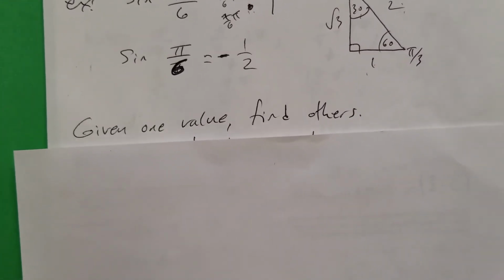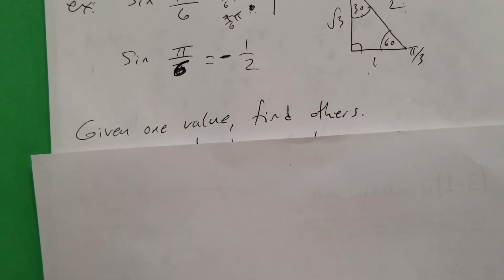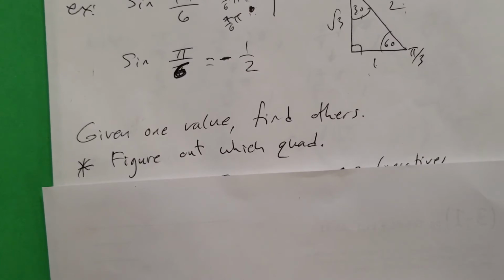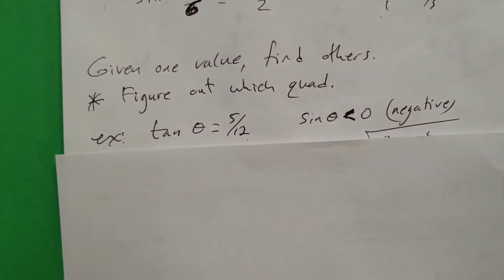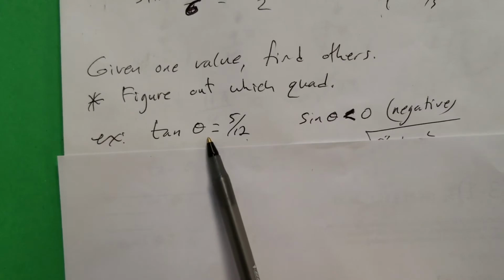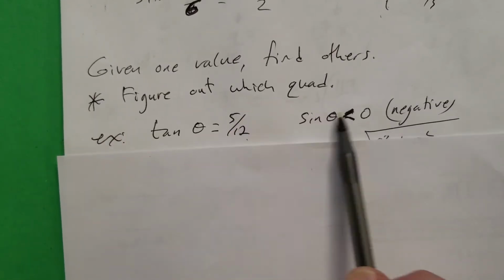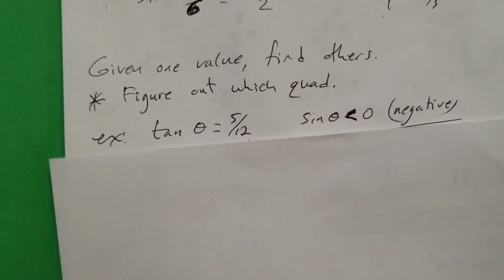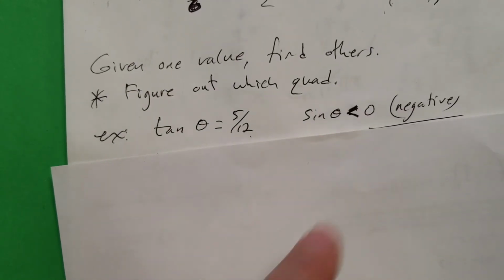Then, working with the same thing, we can give you just one value and you can find the others. Right? Figure out which quadrant it is first. That's the most important part. Figure out which quadrant you're in. So if I say that the tangent of some unknown angle is 5 over 12, and the sine is less than 0, meaning negative, which quadrant are you in? Well, tangent is positive and sine is negative, right?